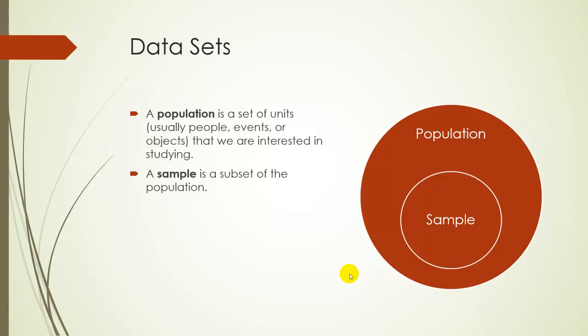So a collection of data is called a data set. When we talk about a data set, there's two kinds. There's a population and a sample. A population is a set of units, usually people, events, or objects, that we are interested in studying. In other words, it's all the people or all the things that we are interested in studying. A sample is a subset of that population, and the key idea here is that a sample is usually smaller than the population, and we're not truly interested in just those people or just those things that we sampled, but we're going to use that information to get an idea about the bigger group.